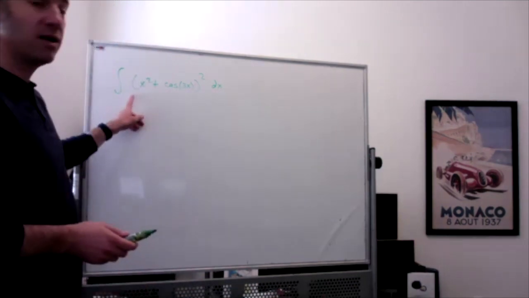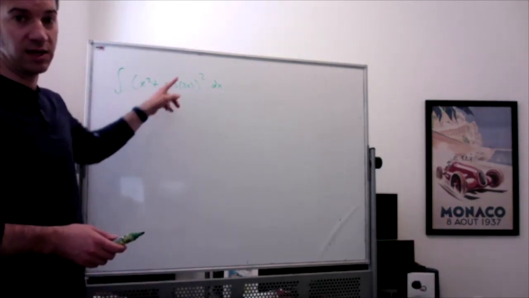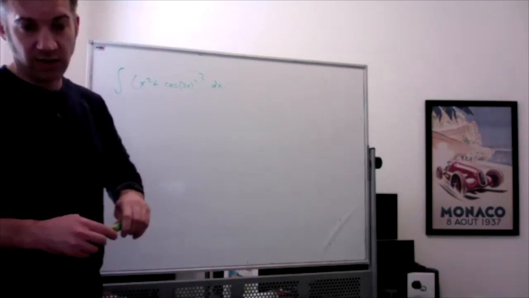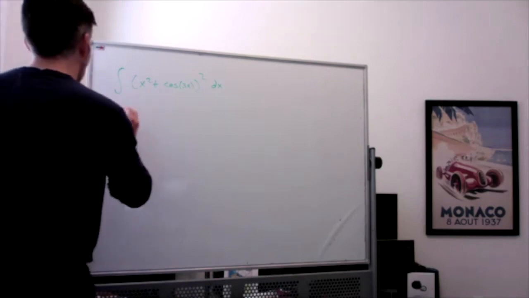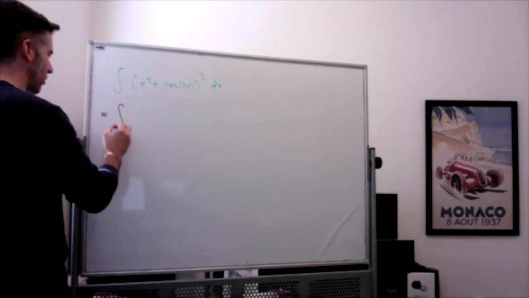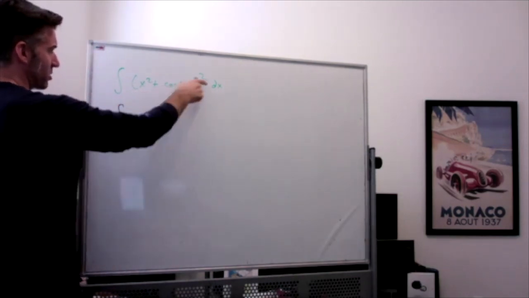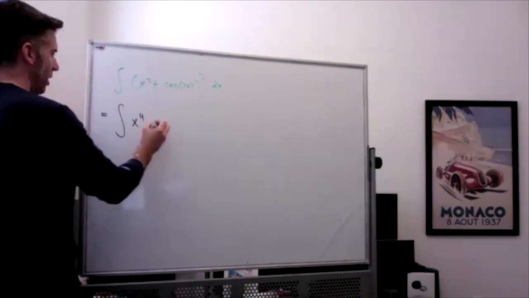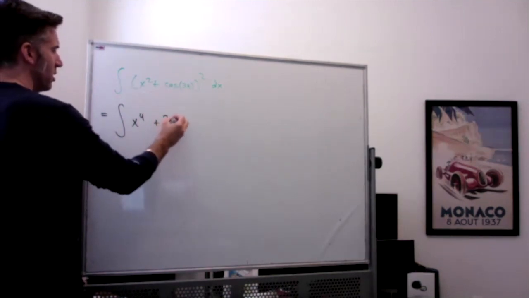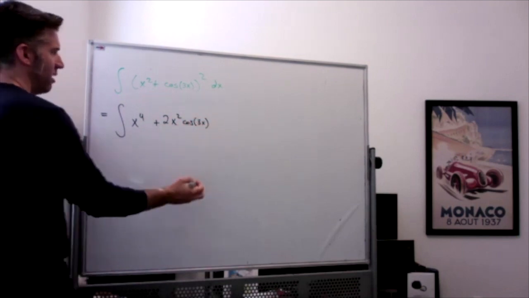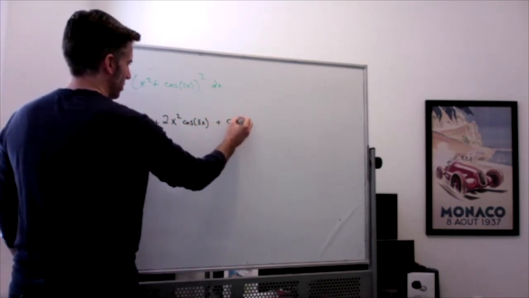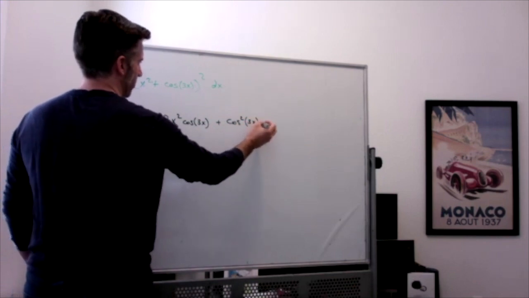So here's what I've written. It's x squared plus cosine 3x quantity squared. So if we're going to do that, we're going to have to multiply it out. So that's going to be the integral of, let's see, if I multiply this out, x squared squared is x to the 4th. And then I'm going to have a 2x squared cosine of 3x. And then I'm going to have a cosine squared of 3x.